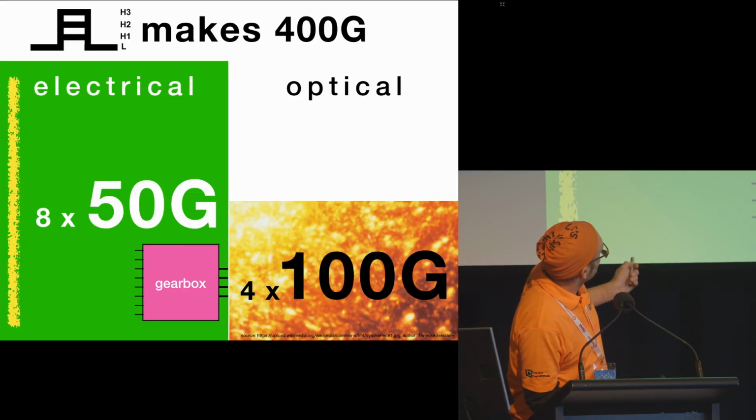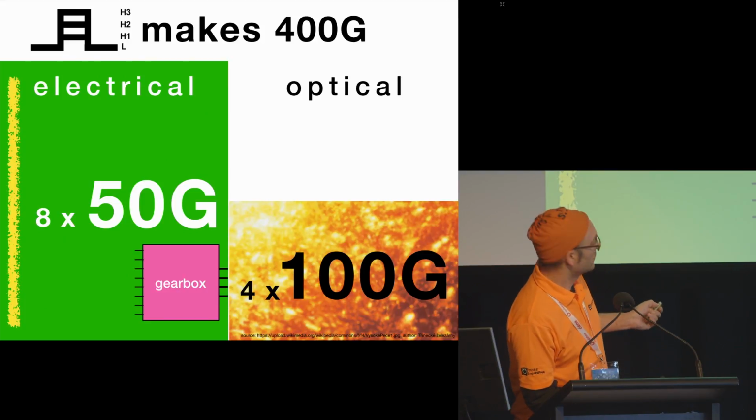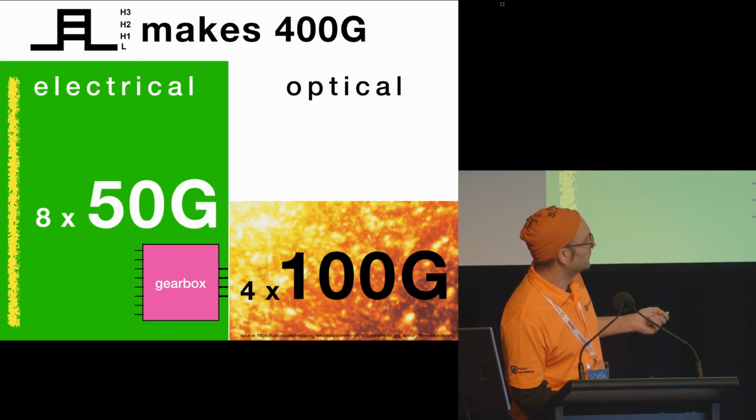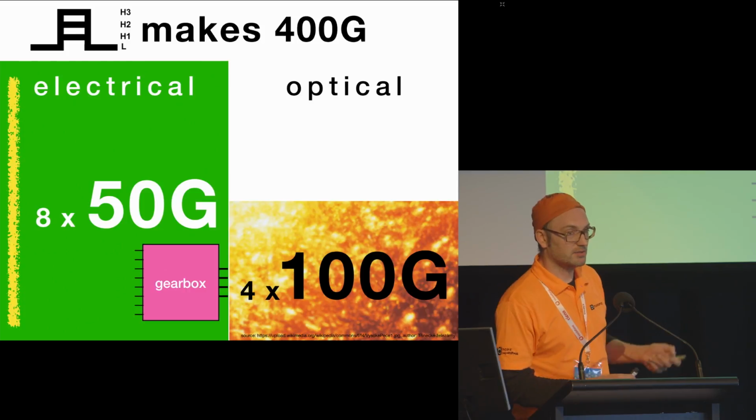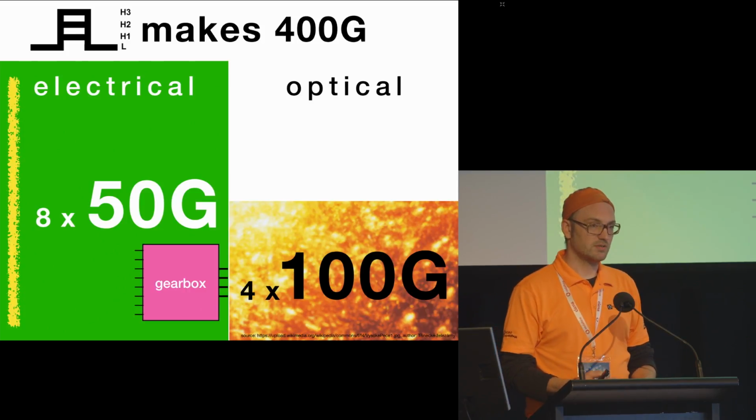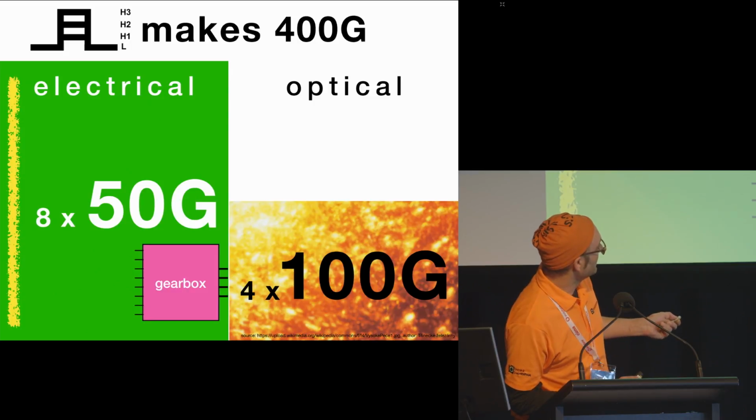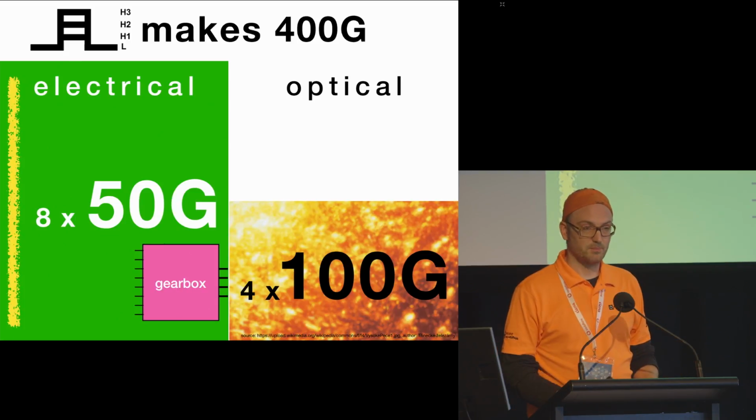The electrical side won't change much, besides the fact that a gearbox will be placed on it. So what is this gearbox doing? This gearbox is taking those 8 electrical lanes and combines them to 4 lanes. Basically what it does is increase the speed or the frequency. So we are now running 4 times 100 gigabit, driving an optical engine with 4 transmitters and 4 receivers.